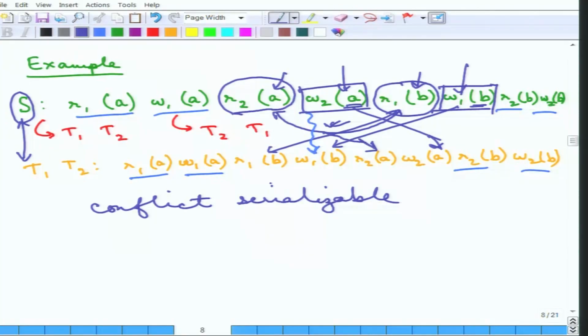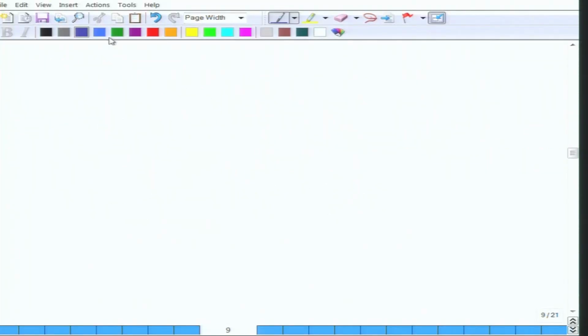Now note that we only needed to test with T1 T2 and not T2 T1, because it has to be conflict equivalent to one of them. Since it has already passed the first test, it is fine. It need not be checked with T2 T1. If S were not equivalent to T1 T2, then it would need to be checked with T2 T1. That's the thing.